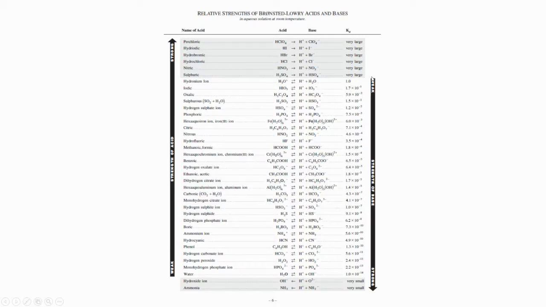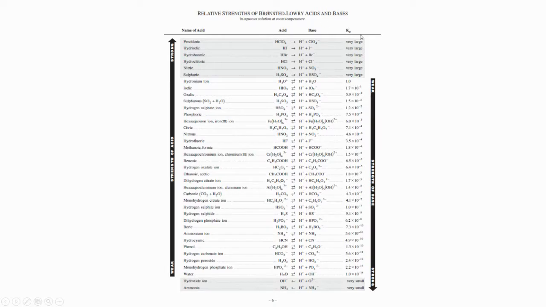Similarly, we go for the strength of base: weak bases here, start there, and then stronger bases as we go down. So they're opposite to each other. We got the acid, the chemical formula as we go down, the name up here in this column, and we got the bases. No name for the bases, but that's okay.